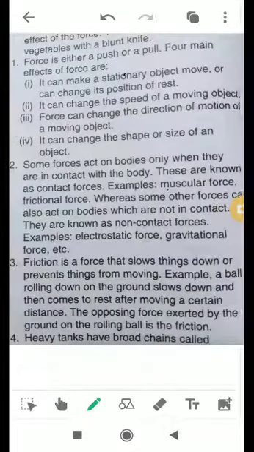The question number 1 is, what is force? What are the four main effects of force? The force is either a push or a pull. Four main effects of force are: it can make stationary objects move, or change their position of rest. It can change the speed of a moving object. Force can change the direction of motion of a moving object. It can change the shape or size of an object.